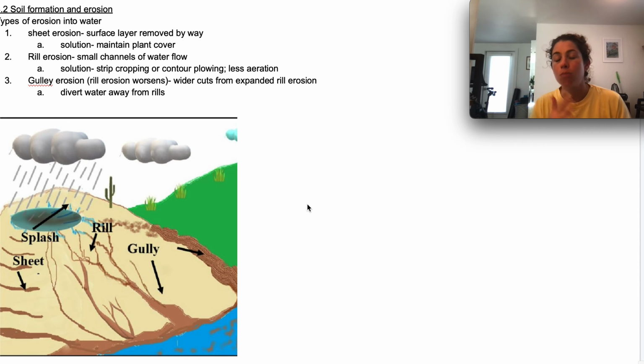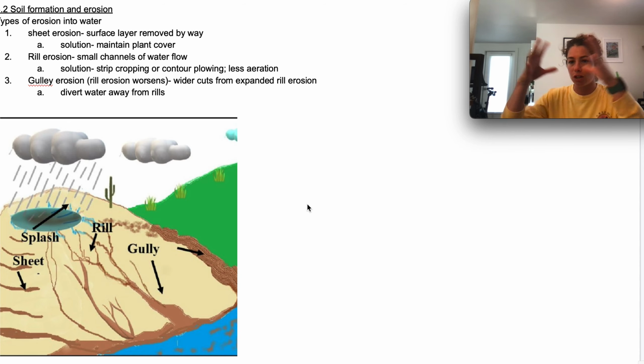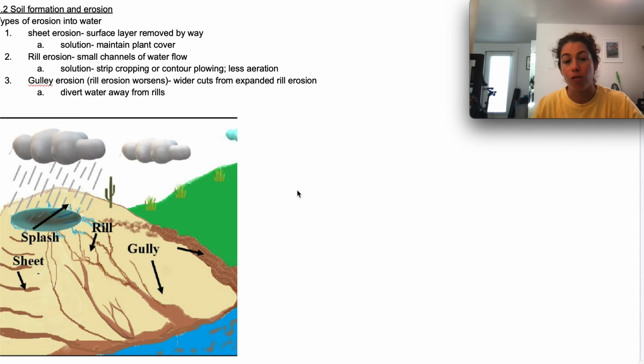Rill erosion is when small channels of water form on your plot of land, and what really helps prevent rill erosion is strip cropping and contour plowing, all methods that we talked about in Unit 5 for soil conservation. And then finally, gully erosion, which is really a subset of rill erosion. Rill erosion is our umbrella term, and gully erosion is a type of rill erosion, where basically that rill becomes wider, and so really at this point you can't plant to fix it. You have to start really diverting water away from your rills.